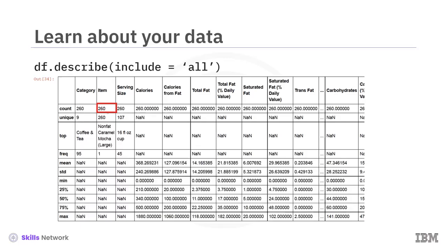We see that there are 260 observations or food items in our data frame. We also see that there are 9 unique categories of food items in our data frame. We can also see summary statistics information such as frequency, mean, median, standard deviation, etc. for the 260 food items across the different variables. For example, the maximum value for the total fat is 118. Let's investigate this data further.